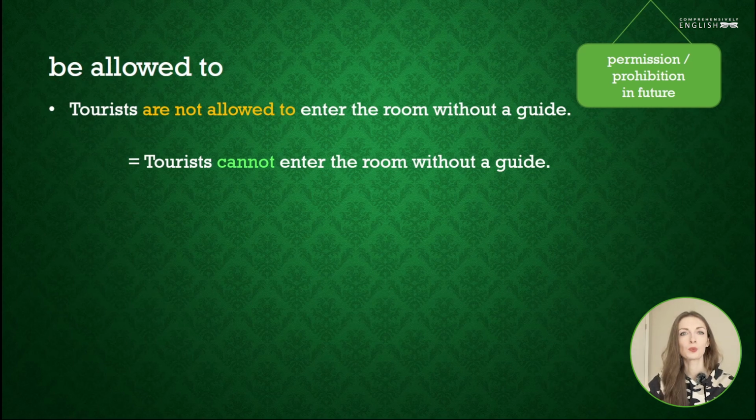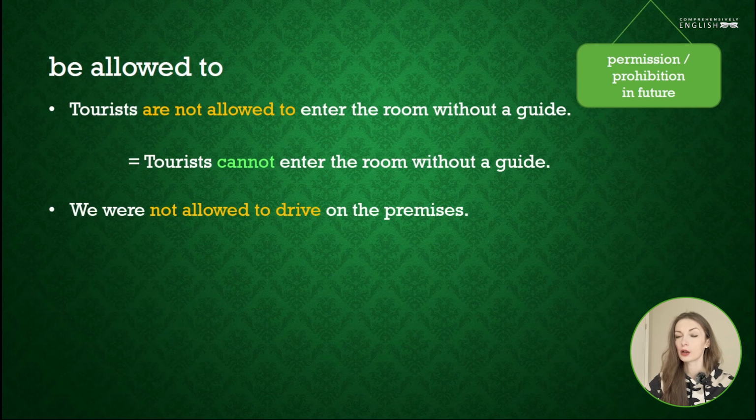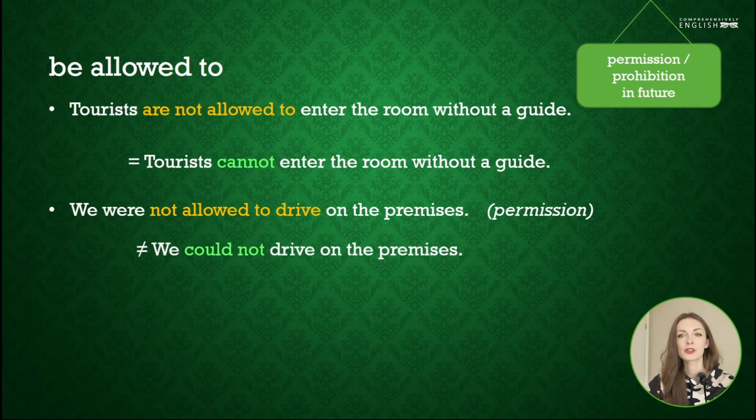Now let's look at two more examples, and in these examples, the sentences are not equal. We were not allowed to drive on the premises. This sentence expresses permission, actually a lack of permission, a prohibition. And the sentence does not equal this one. We could not drive on the premises expresses our inability to drive. We couldn't drive. Nobody knows why.